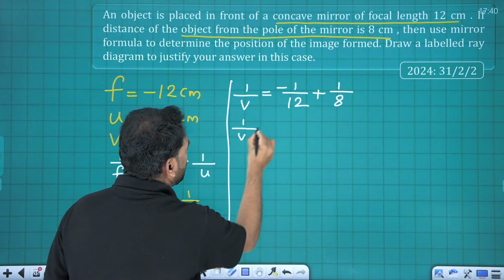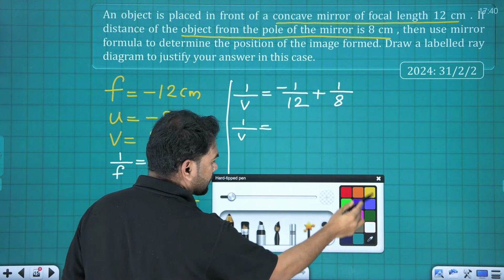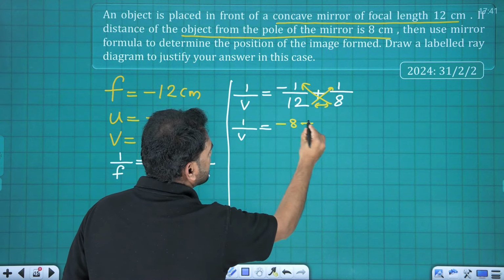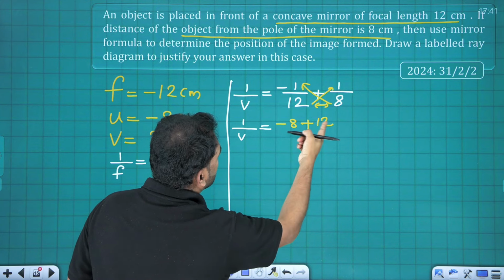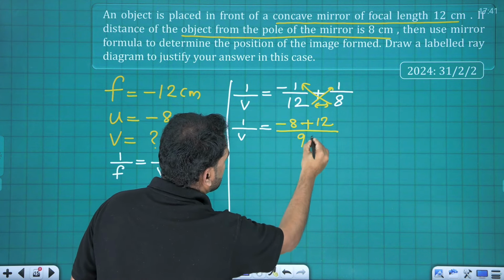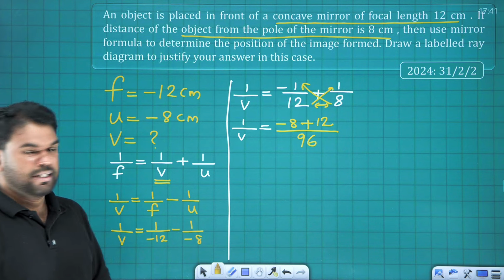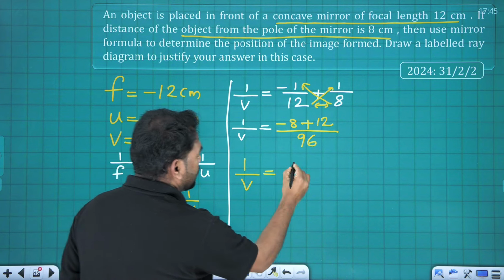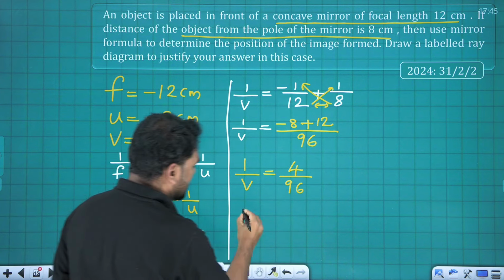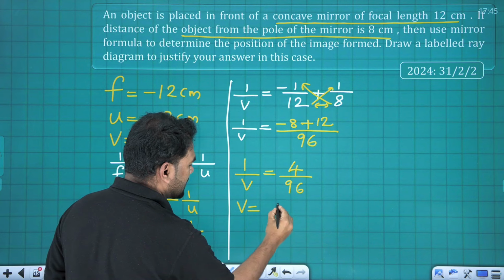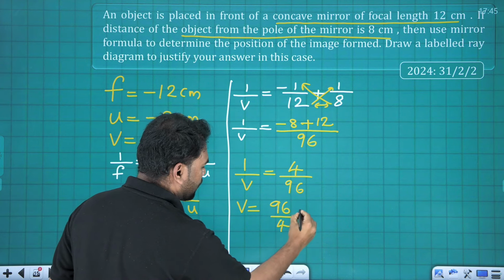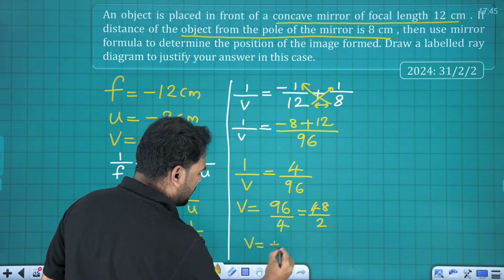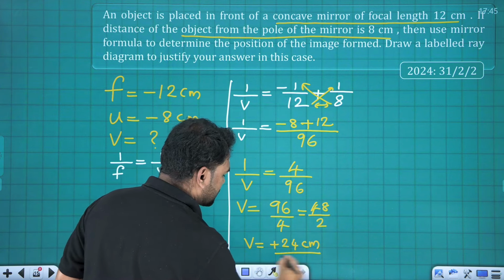Now 1 by v equal to, you can cross multiply here like this. So minus 8 plus 12 divided by 96. Now this will be 1 by v equal to 4 divided by 96. So our aim is to find out the image distance. So image distance v equal to 96 divided by 4. Both are divisible by 2, so 48 divided by 2. That is v equal to plus 24 centimeter.